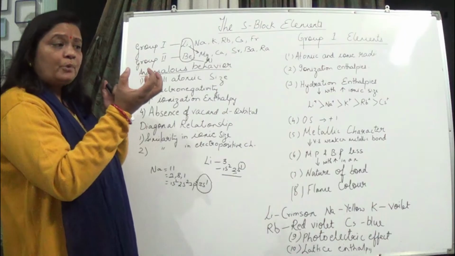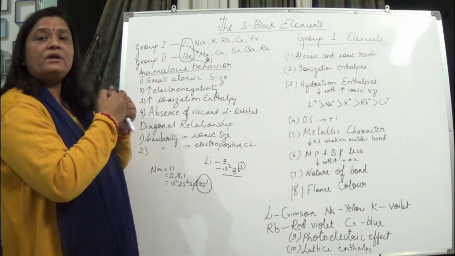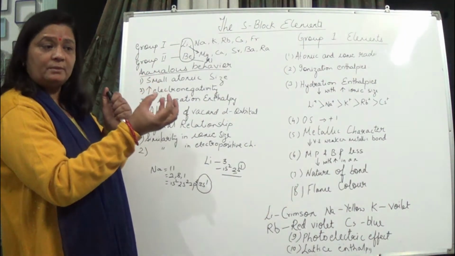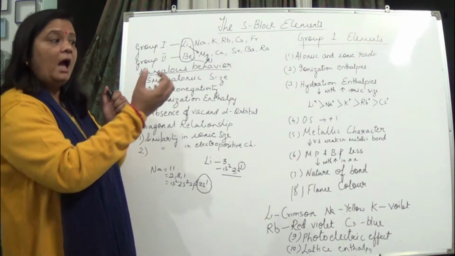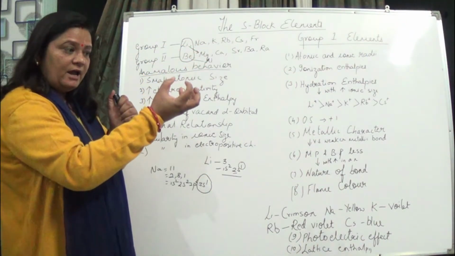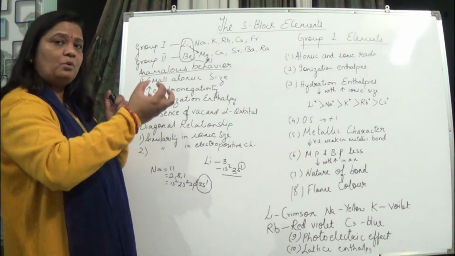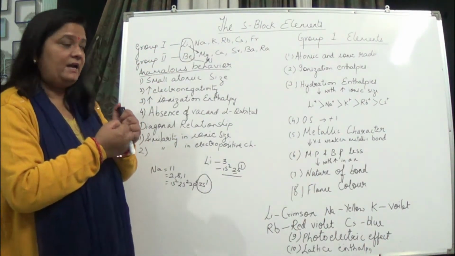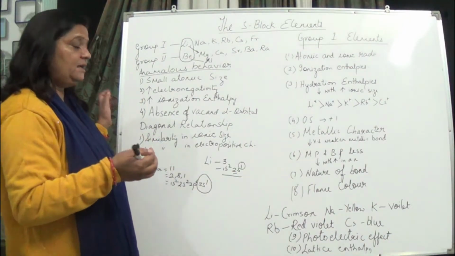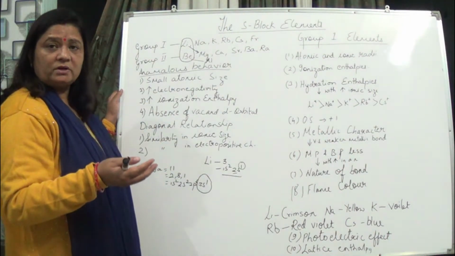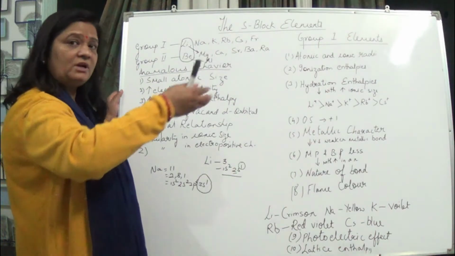The protons present in the nucleus of the atom, that is, the atomic number, is increasing. Protons are increasing, as a result effectively just pulling the electron towards itself, the effective nuclear charge increases. And as a result, we are seeing that the atomic radius or the ionic radius goes on decreasing from left to right.